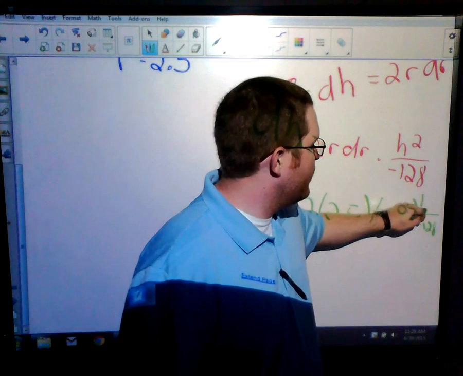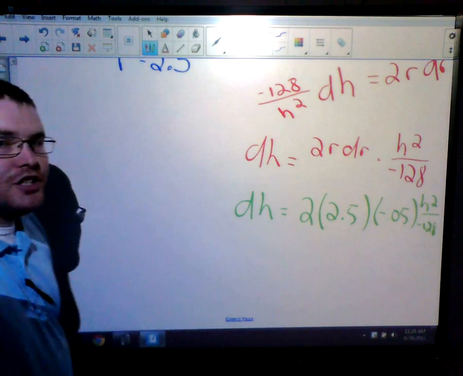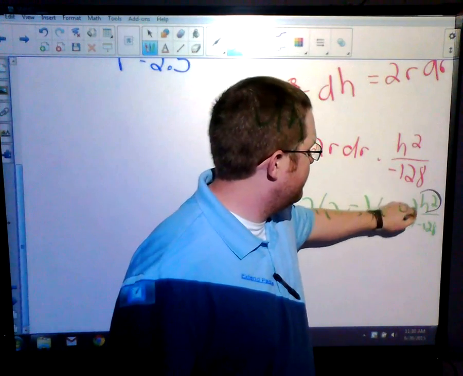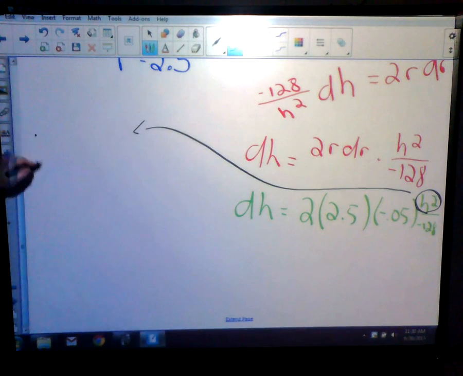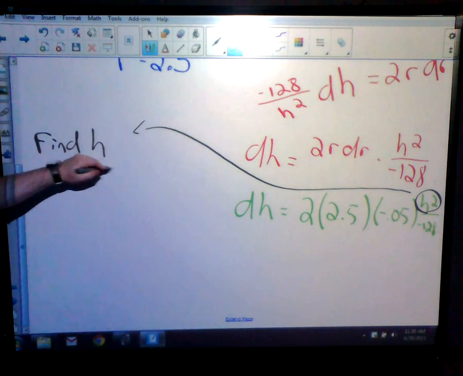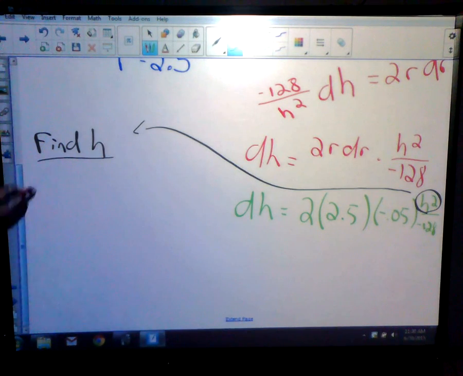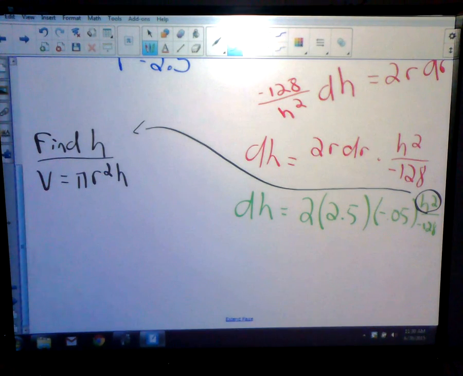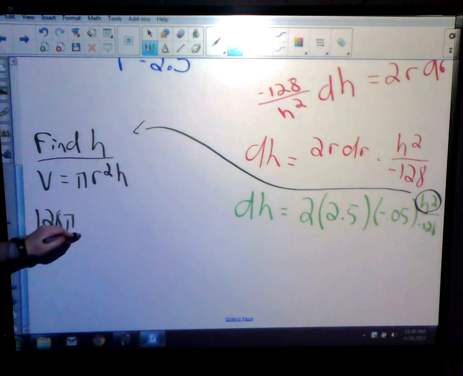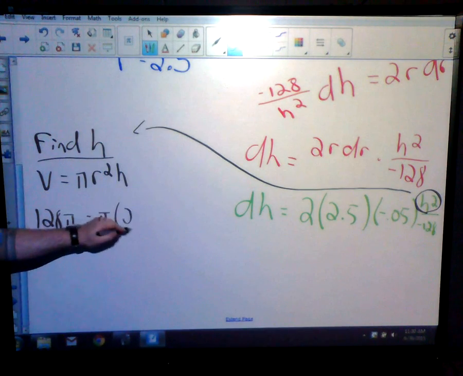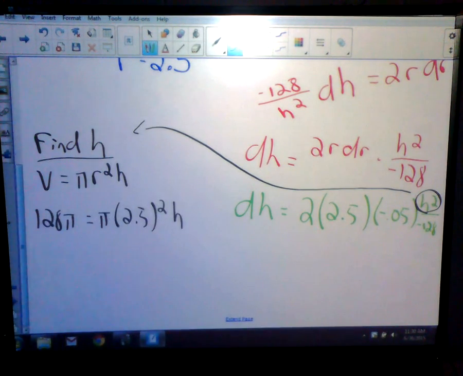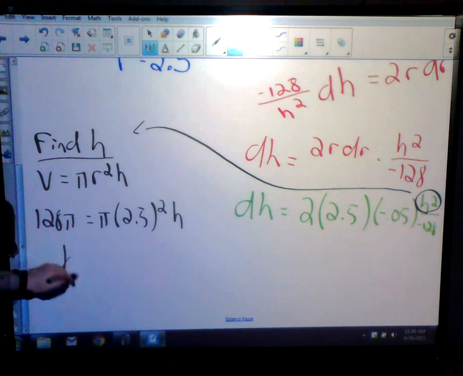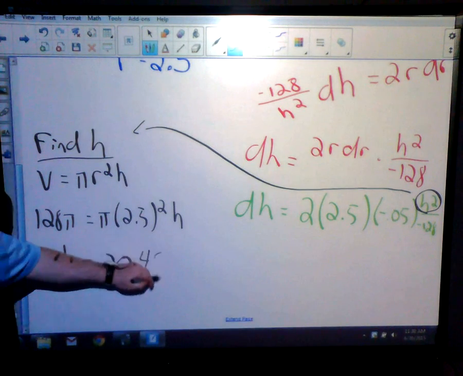But it doesn't tell us what h is. We don't know what h is. So I'm going to come over here and I'm going to find h. The only formula I know is v equals pi r squared h. But I know v is 128 pi. And I know that r is 2.5. So I can find h. I'll do a little bit of arithmetic here, and I'll find that h equals 20.48.